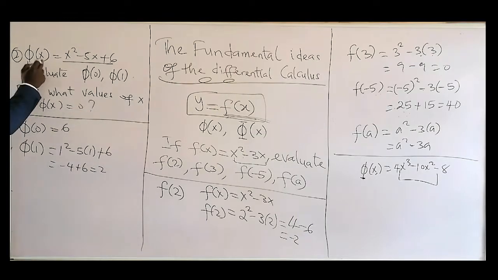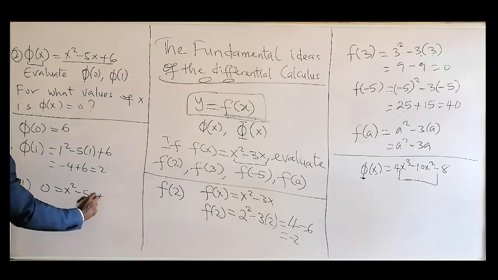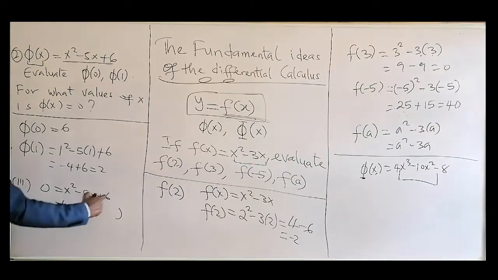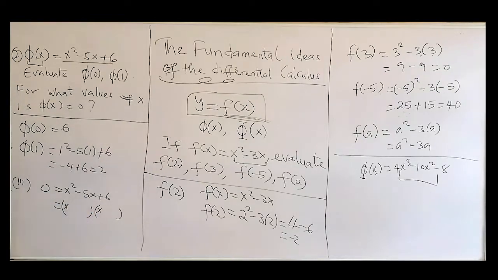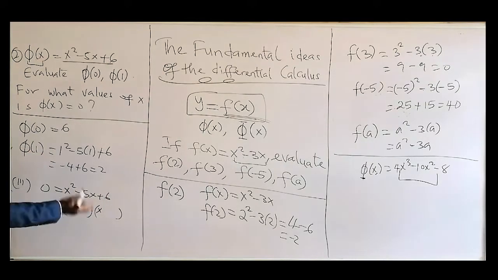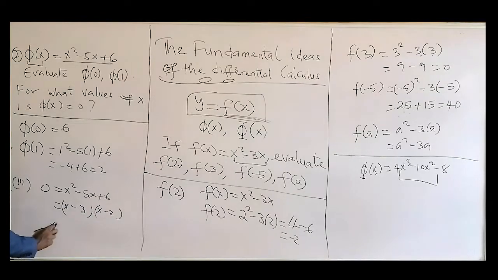Then the next question: for what values of x is this function equal to 0? So if the function is equal to 0, then we have 0 equal to x squared minus 5x plus 6. Factors of 6 are 3 and 2. Can 3 and 2 give us minus 5? Yes, minus 3 and minus 2. When you multiply minus 2 times minus 3, you get a plus 6. So x is equal to 3 or 2. That's the value of x for which the function is equal to 0.